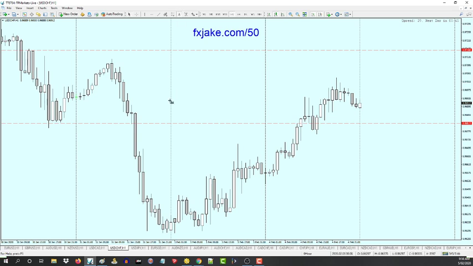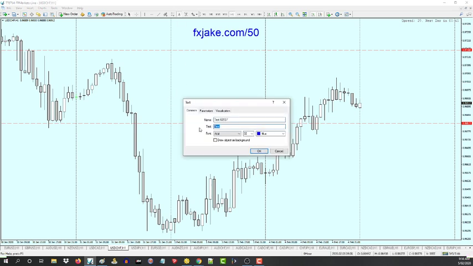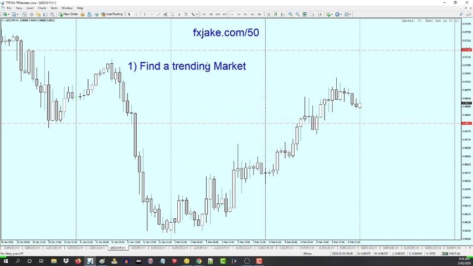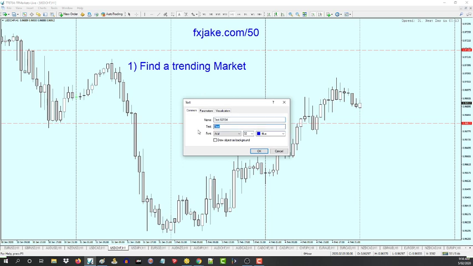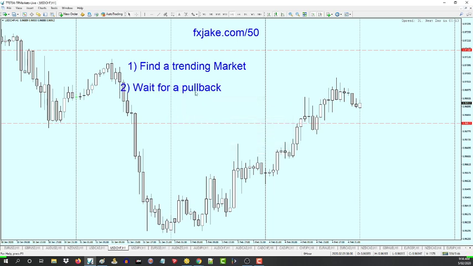Okay, so let's talk about the rules. Number one is I have to establish a really nice bearish trend or bullish trend. So find a trending market. All right, this is a trending market. I know it's trending because I look at the chart and it's going down. Then I wait for a pullback. Wait for a pullback. And then I wait for the market to print at least 8 to 10 candles.